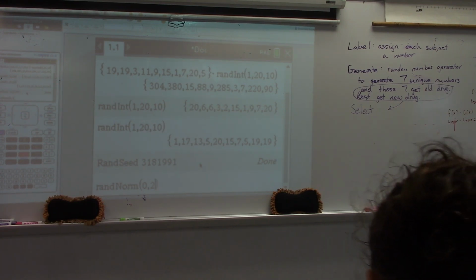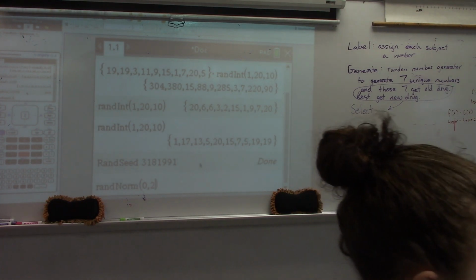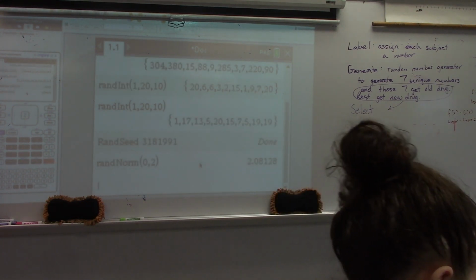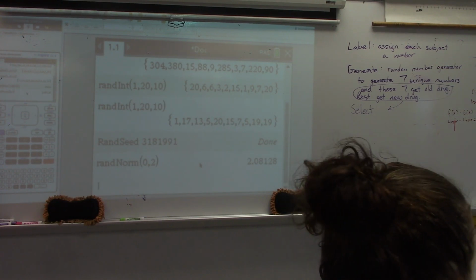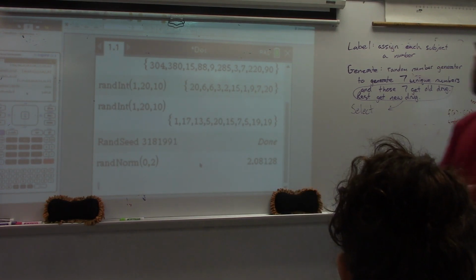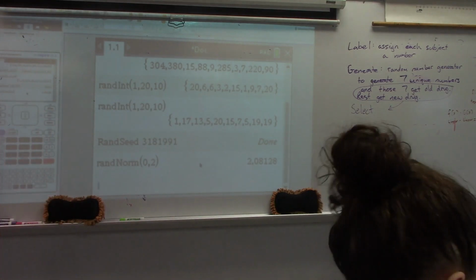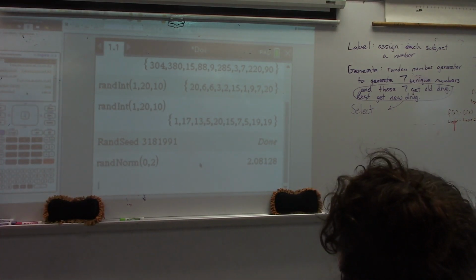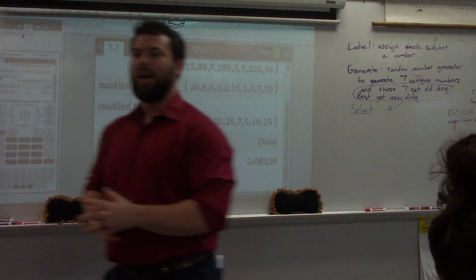Why did you do standard deviation of 2? Because I chose to do 2. Did you do rand norm 0, 2? Oh, I didn't put the comma right, that's my bad. Yeah, I got a very different number. Well, it should, because it's random normal, right?